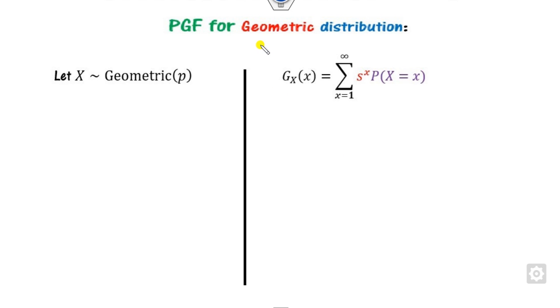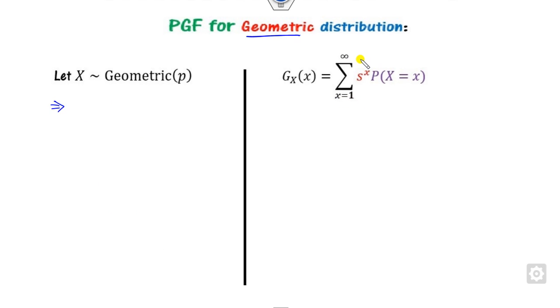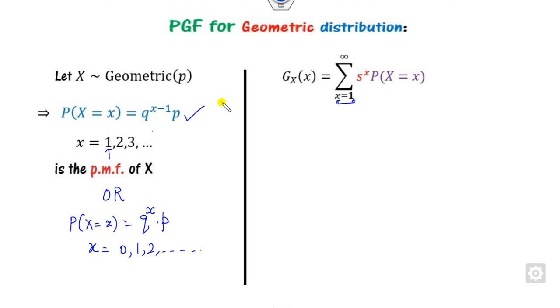Similarly, we can define the probability generating function for the geometric distribution. What is the PMF of the geometric distribution? This is here, starting from x is 1, 2, and so on. Some books may also define it as q raised power x times p, provided x starts from 0, 1, 2, and so on. Since I started from 1 to infinity and it takes x minus 1, you can see the limits are again 1 to infinity, while in the previous cases all are x from 0 to infinity, because the domain starts at 0. Now I can substitute this value here.